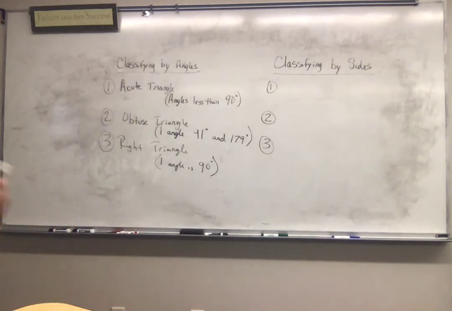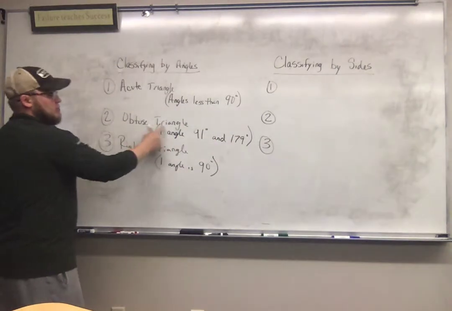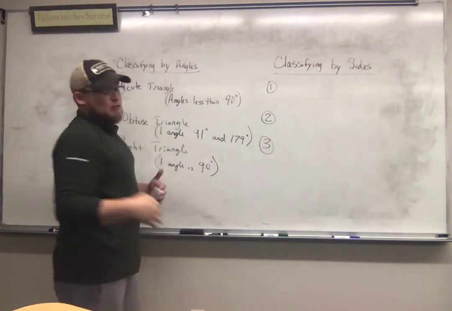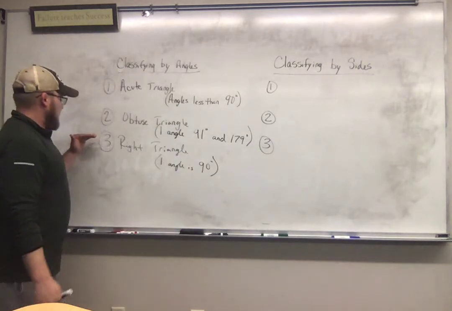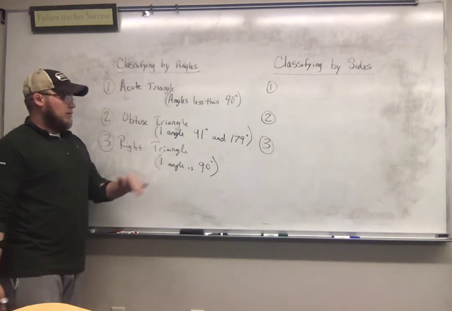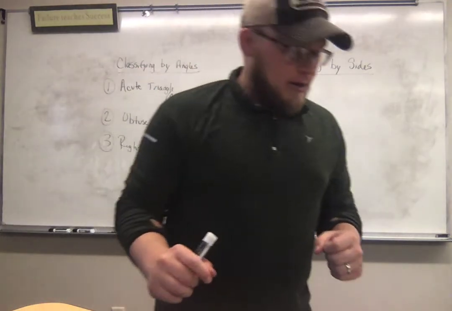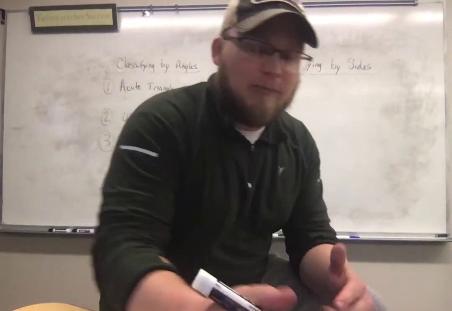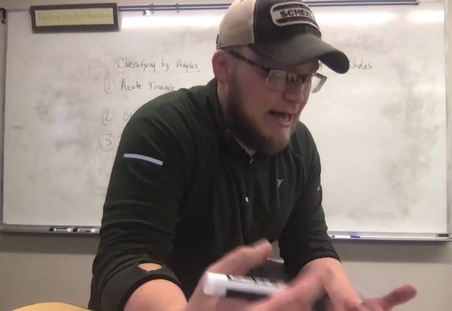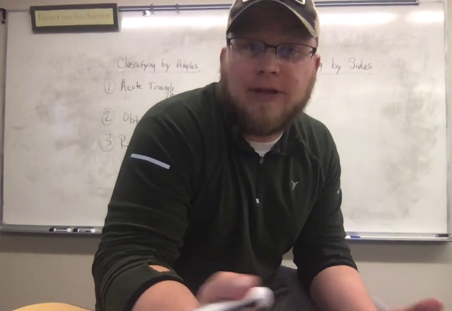The classifying it by angles. Acute triangle, angles less than 90. Obtuse triangle, one angle that's between 91 degrees and 179 degrees. And then a right triangle, and that is one angle that's exactly 90 degrees. And if you see on the right triangle, it has that little box in the bottom left. That is signifying to you that, hey, that angle with the box in it is a right angle. That's the 90-degree angle.